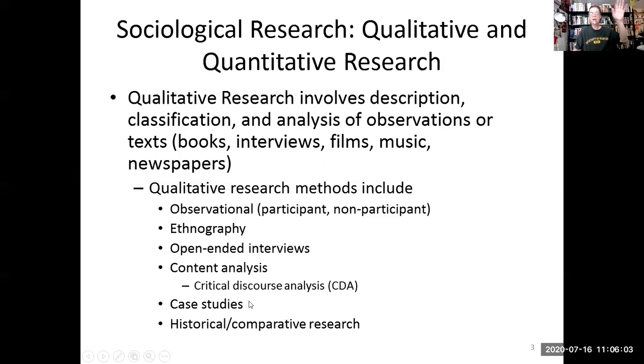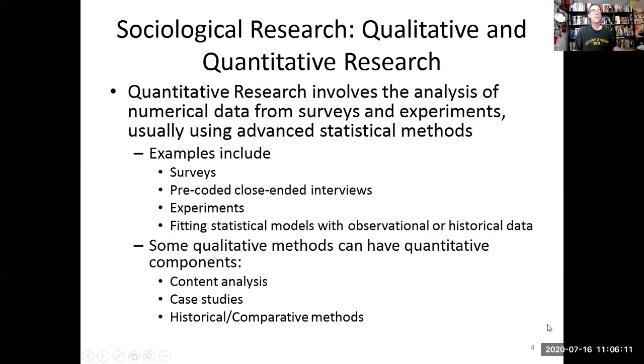Case studies are going to be common in social problems research. Content analysis and historical comparative, not quite so much, so I'll leave that there. I basically mentioned this already. Quantitative research is analysis of numerical data using statistical methods. Pre-coded closed-ended interviews are pretty commonly the sort of data gathering you would find in a survey. A survey is basically you're just collecting answers to questions from a sample of the population.